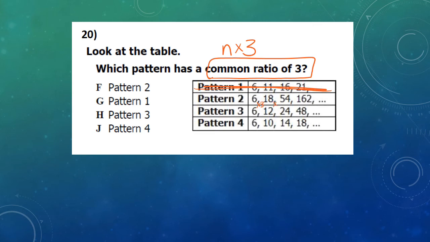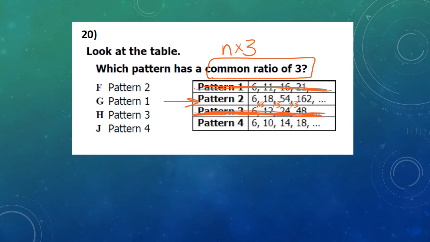So pattern 2, 6 times 3 gives us 18. 18 times 3 gives us 54. 54 times 3 gives us 162. So there's one pattern. Let's check out the other ones here. Make sure we're on the right track. So 6 times 3 gives us 12. No, pattern 3 does not work.